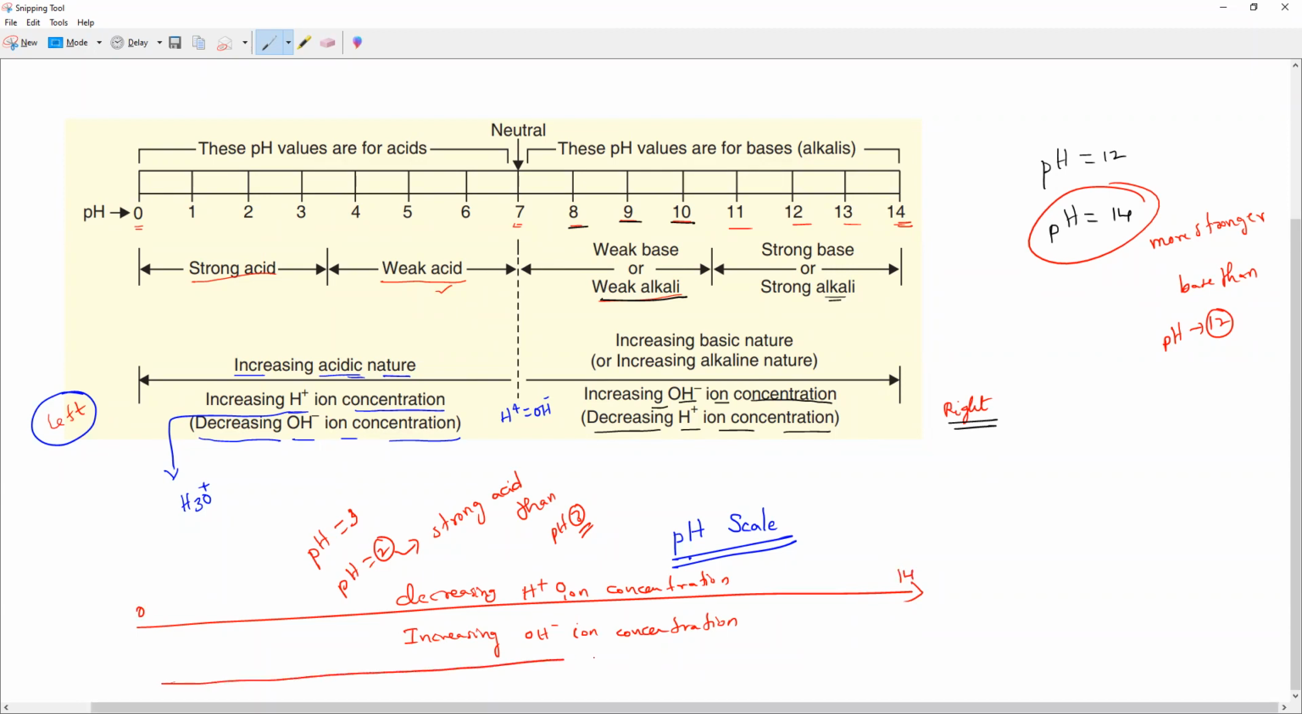In the same way, if I am reversing from 14 to 0, what will happen? Does the OH minus ion concentration decrease or increase? It decreases. And what is continuously increasing? H plus ion concentration increases. All clear? That is what you have to remember.